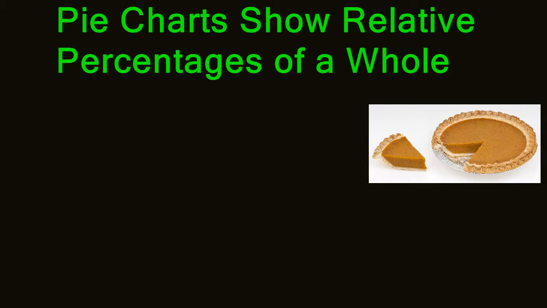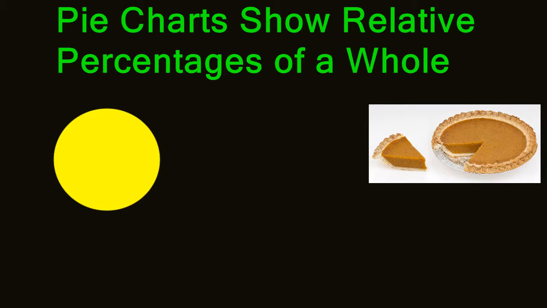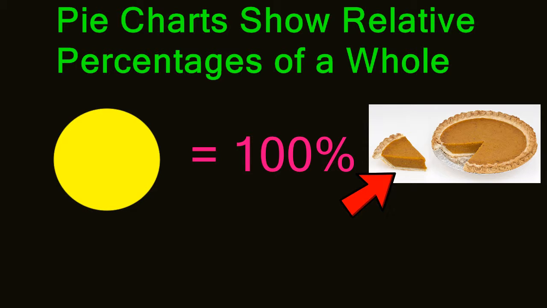A circle graph, or pie chart, shows the relative percentage of a whole. They're called pie charts because sometimes they look like pies cut into slices. The whole pie, or the whole circle, represents 100%. A slice of the pie, or a section of the circle, represents a small portion of that 100%.